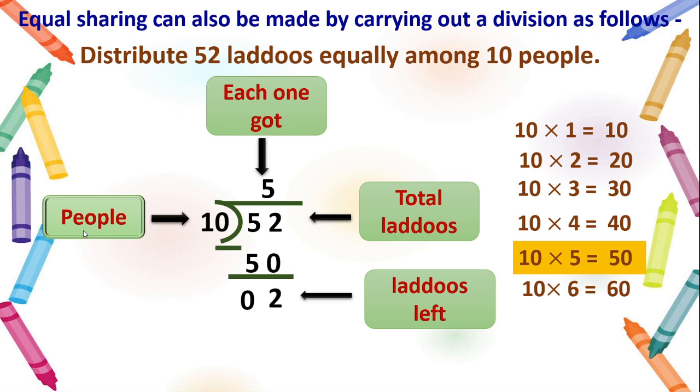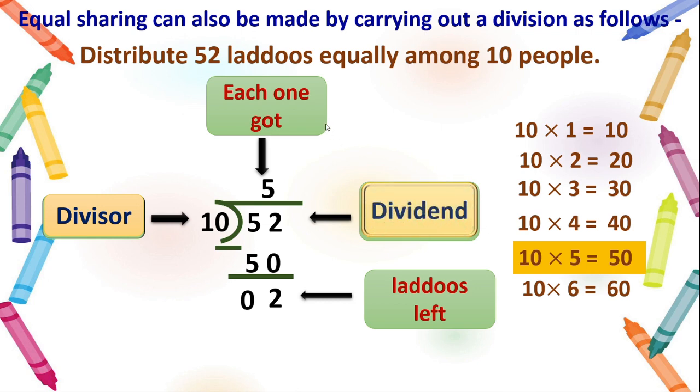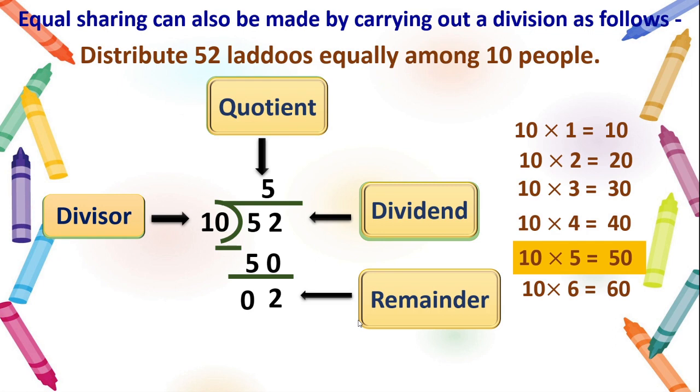What is this called? Come on, tell me. Divisor. Nice. This is dividend. Very good. This one is quotient. And the last one, whatever remained, that is called remainder. Isn't it? Very nice.